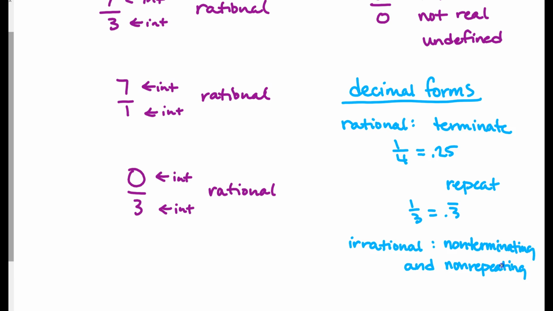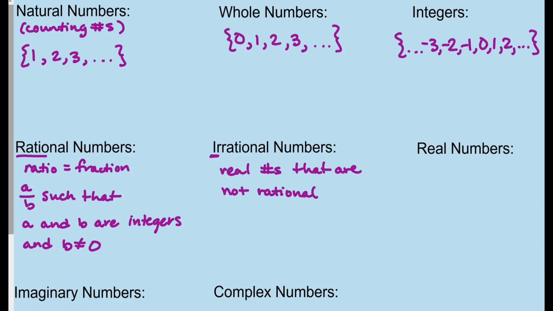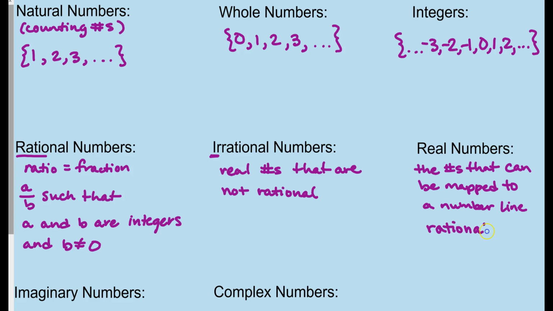Okay, here we see and. So both of these have to be true, non-terminating and non-repeating, whereas for rational it was terminating or repeating, one or the other. Okay, so both rational numbers and irrational numbers are real numbers. These are the numbers you can map to a number line. So these are the rational. This is the union of rational and irrational numbers.